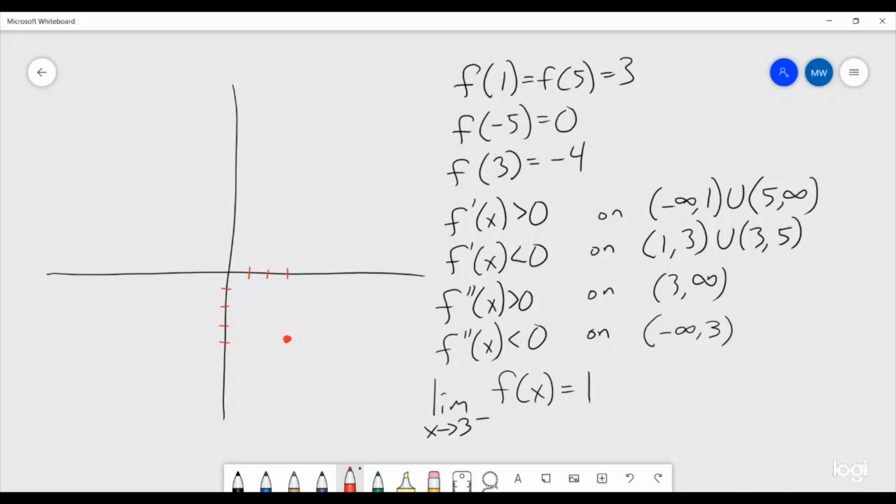F of negative 5 is 0. And then f of 1 is equal to f of 5, so 4 is at 3. So it passes through this point and this point. Okay, so we've gotten these things taken care of so far. Now we need to have f prime of x is positive from negative infinity to 1. So the way I would do this is I would lightly, with pencil, say, okay, from negative infinity to 1, is going to be positive, so it has to be increasing there. And then it's increasing after 5.